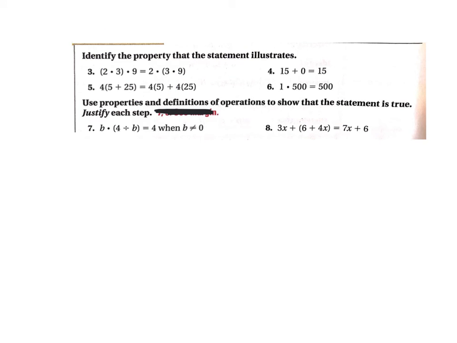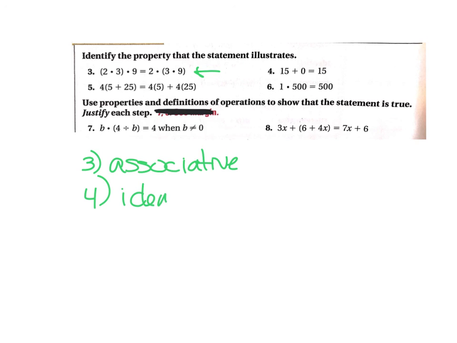So the next set, we're just going to name the properties here of what's illustrated. Looking at this one, the only thing that changed on number 3 was what was grouped together. So that's associative. So we just say it's associative property. Number 4, they add a 0. The 15 remains 15, so that's an identity. They may want you to write multiplicative identity.